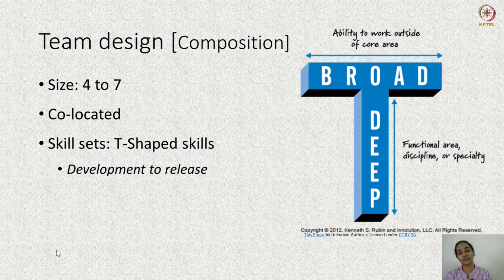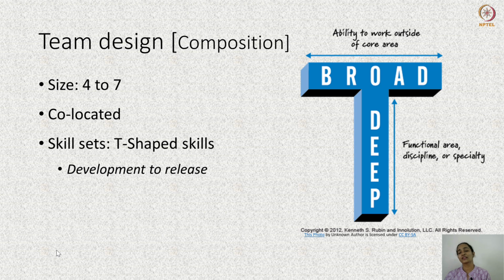The first aspect that we have to look at is the composition of the team. Like I said before, agile teams are small in size. The prescribed team size for agile teams is between 4 to 7. And in fact, many texts say that we should not have more than 9 members in an agile team.